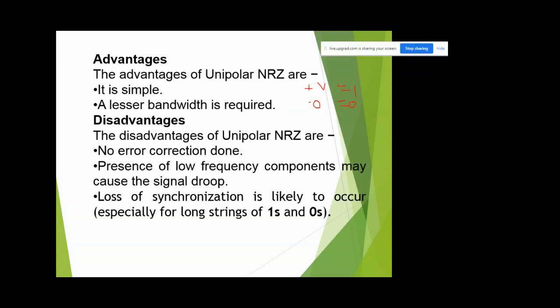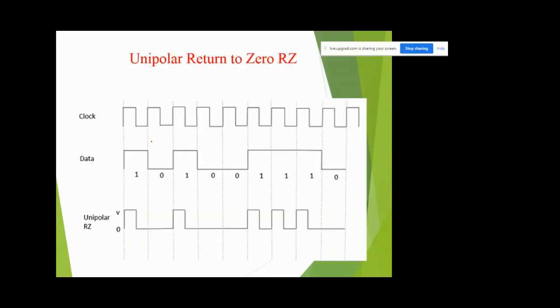What are the disadvantages of unipolar NRZ? No error correction is done. Error correction is not possible here. After that, the presence of low frequency components may cause the signal to drop. If there are low frequency components, there may be a loss of synchronization. Loss of synchronization is likely to occur, especially when there are long strings of ones and zeros. So these are some advantages and disadvantages of unipolar NRZ.